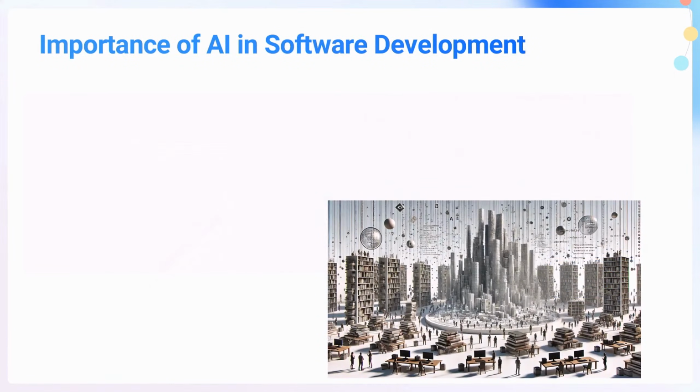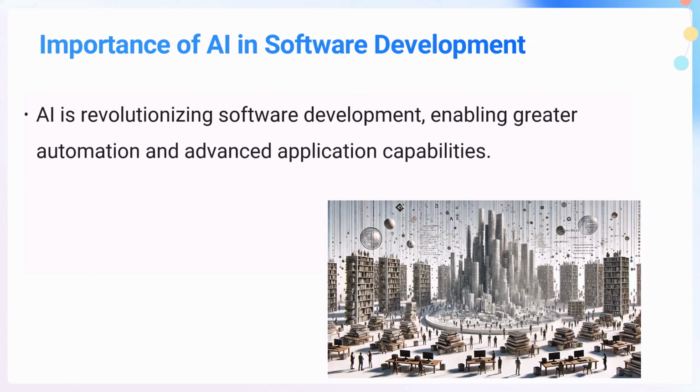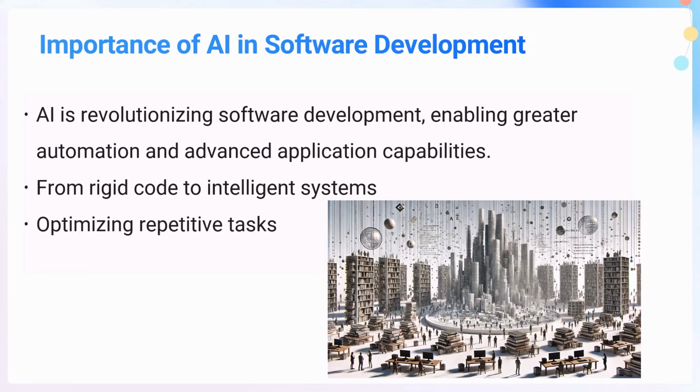Okay. Now, about the importance of AI in software development. AI is transforming how we build software from static to code-intelligent systems. We can automate repetitive tasks, improve accuracy, and deliver more value to users. By the way, all the images that you are going to see in this presentation were made using AI.